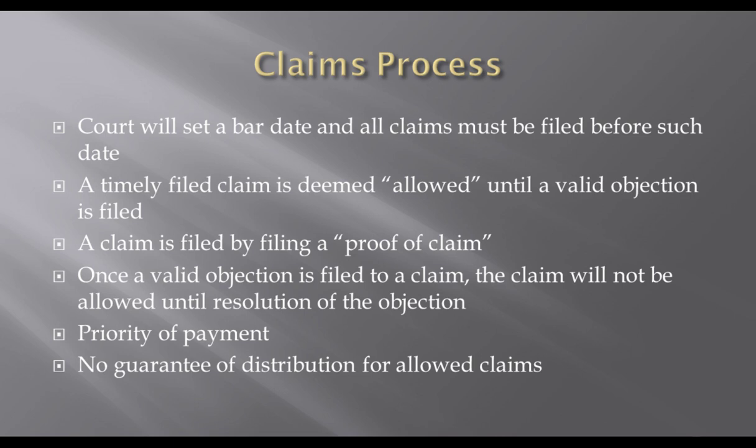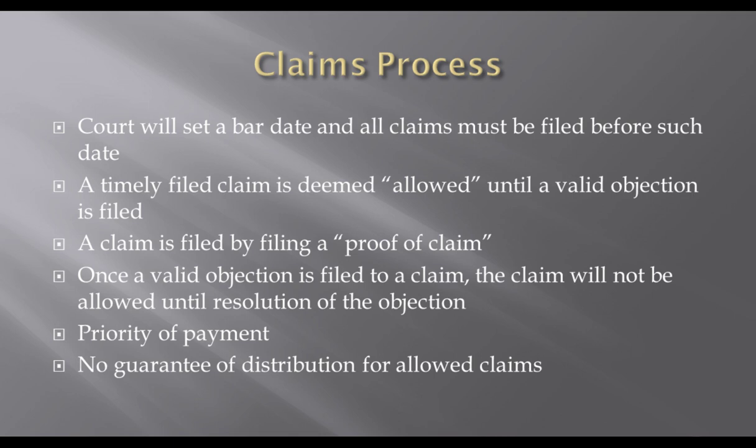But even if you have a valid claim, there's no guarantee of a distribution. Because in a Chapter 7 case, there's only distributions to the extent there's assets available. And in a Chapter 11 case and a Chapter 13 case, there are plans that are set forth that detail what the distributions are to creditors.